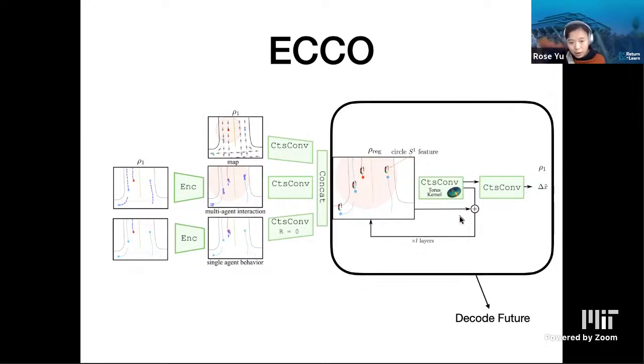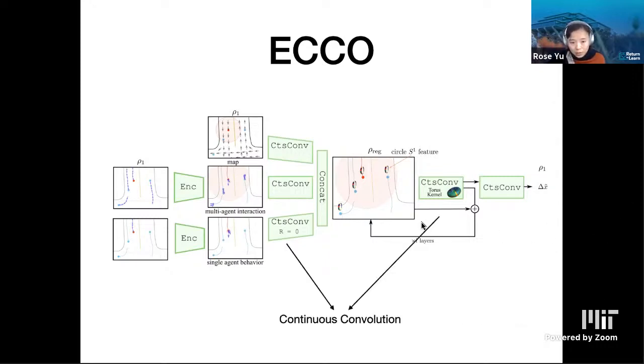Again, we're using our proposed continuous convolutional kernel to map the hidden vectors into some output. Here we're actually predicting the delta x, which is the displacement of the cars. Then we add the displacements to the original position, which gives us the position of all the cars at the next timestamp. And we repeat this process for multiple layers to decode the future. For both the encoder and the decoder, we have our own proposed component called continuous convolution.